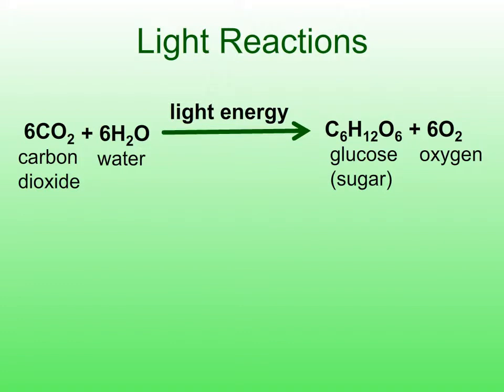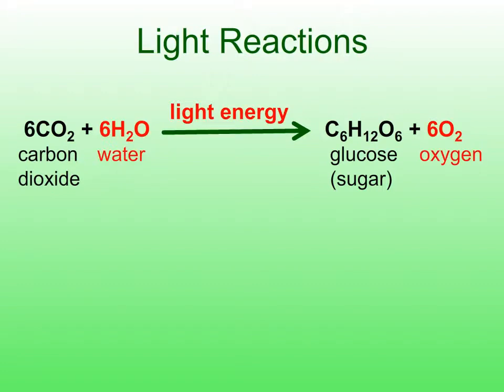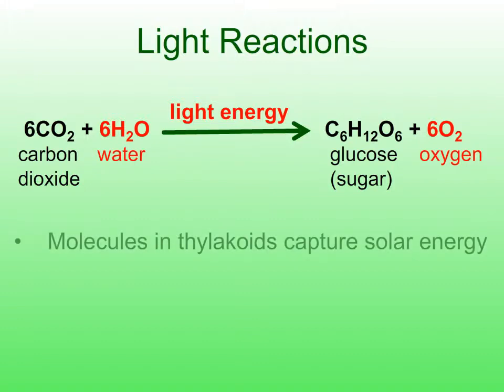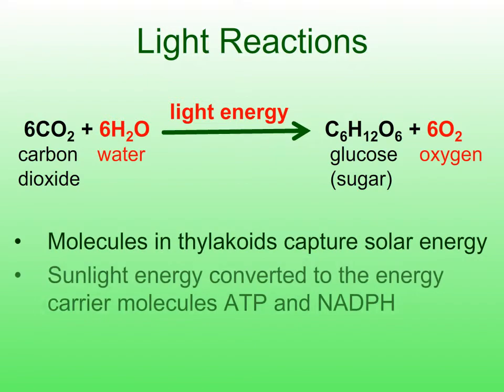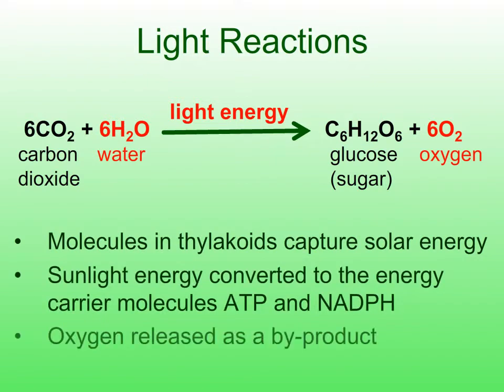In the light reactions, we are concerned with certain reactants and products of the photosynthetic equation. Water and light energy are on the reactant side. Oxygen is on the product side. Because pigment molecules in the thylakoid membrane capture light energy and convert it into chemical energy. Specifically, the molecules ATP and NADPH are created. Then water is hydrolyzed to re-energize the system, and oxygen is created.